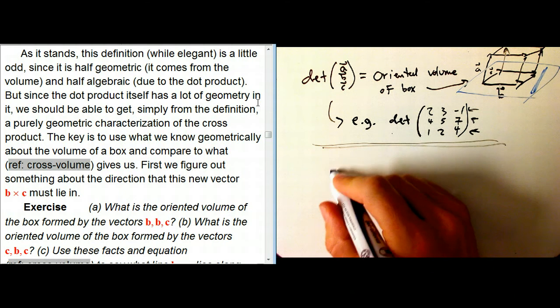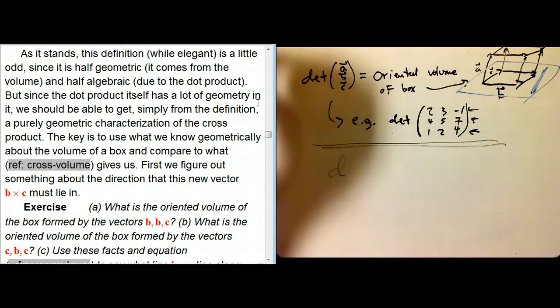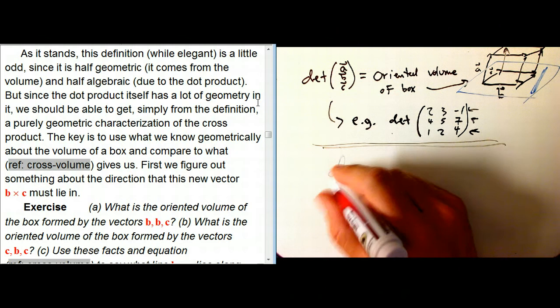So let me rewrite it over here. I left that open too long. Left it uncapped. Let's try red.